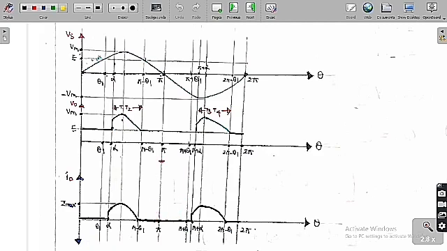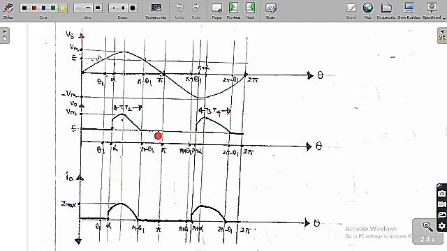Take the same image of this graph, from pi to 2 pi, to get the waveform for the other pair. So take the image of this one again, and we are going to get this graph. Simply, we can say the same graph we are going to fit for T3 and T4 also.